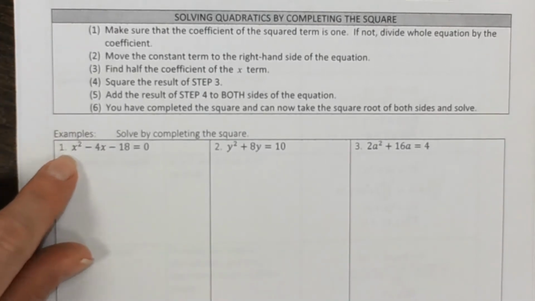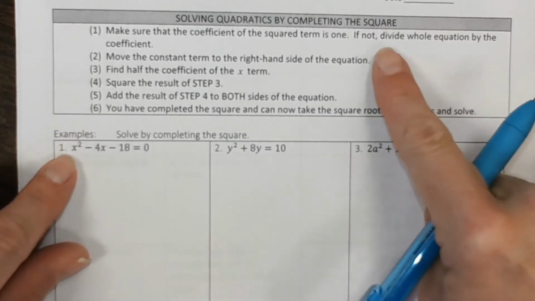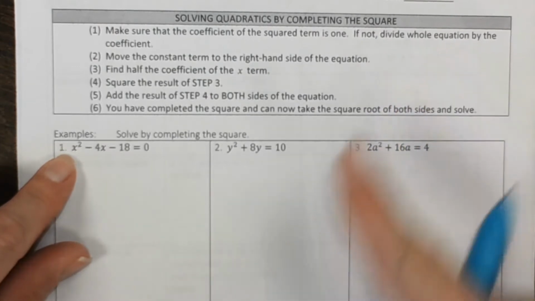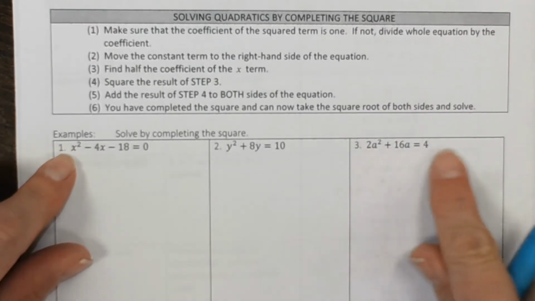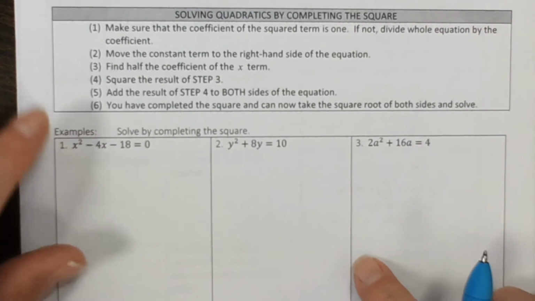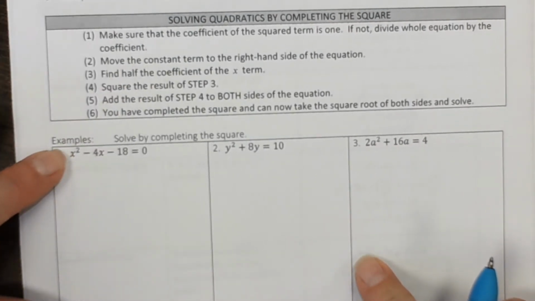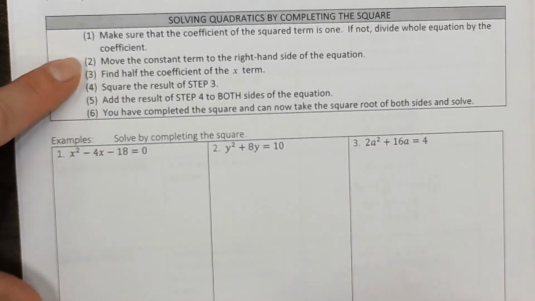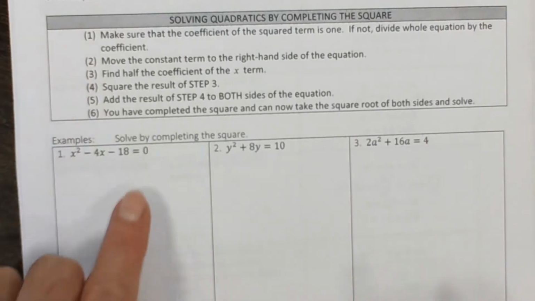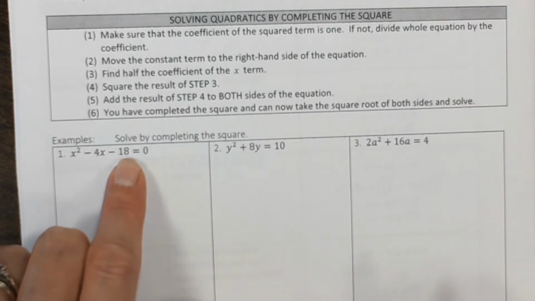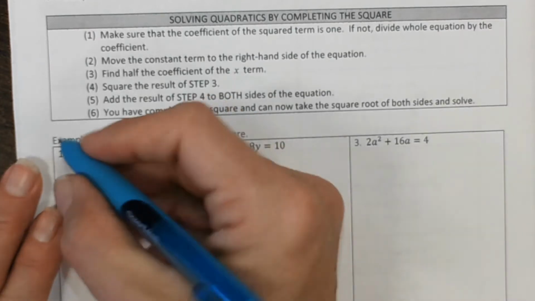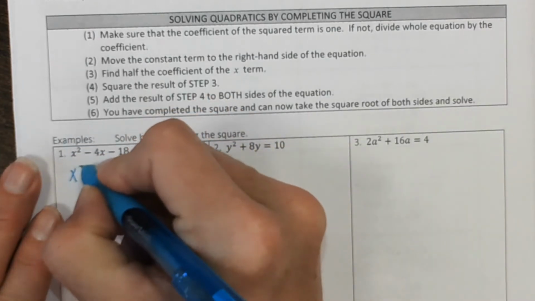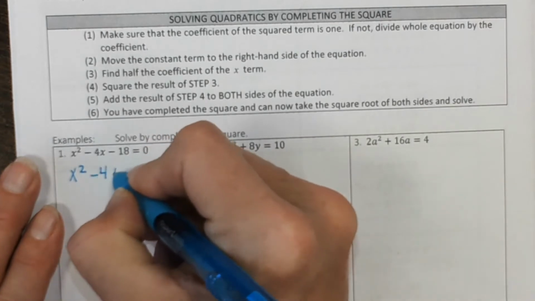So I see that it is 1, but if it was not, then we would divide that equation by whatever the coefficient is. And we'll have some examples like that over here. But our coefficient is 1. Now we want to move the constant term to the right-hand side of the equation. Okay, now remember our constant term is the term without a variable. So I'm going to go ahead and write x squared minus 4x.